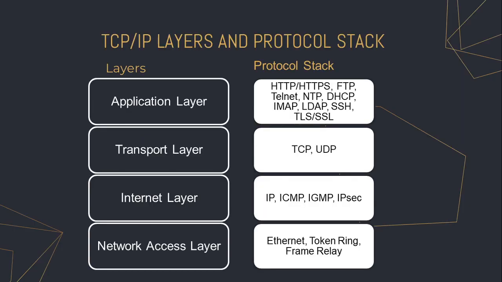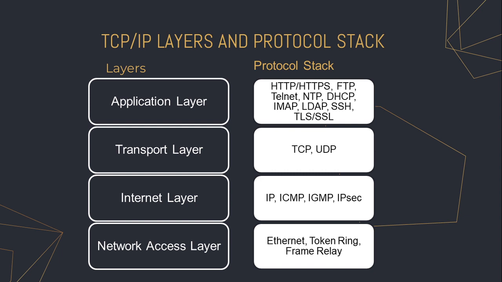So as we discussed the TCP model and its layers, accordingly with respective protocols related to those layers, like if we are talking about the network layer, in that particular layer we use protocols like Ethernet, token ring, and frame relay. Okay? On the internet layer, we use IP, ICMP, IGMP, and IPSec. And for the transport layer, we use protocols such as TCP and UDP.